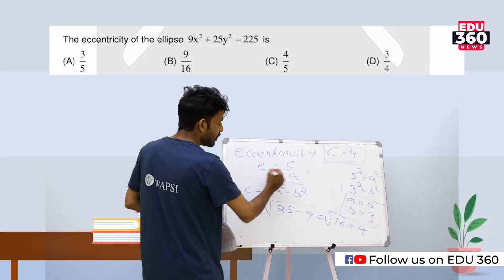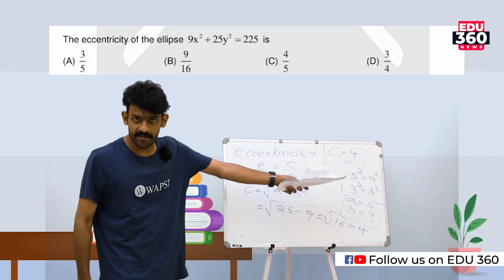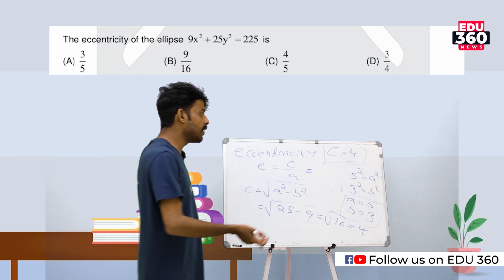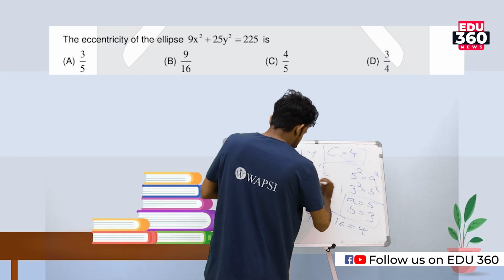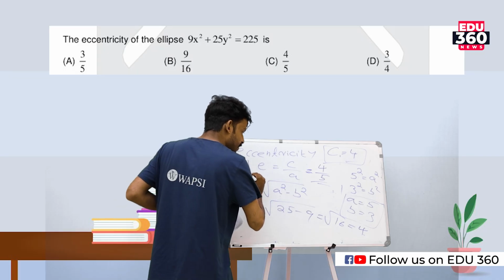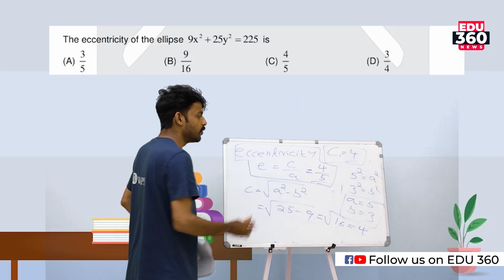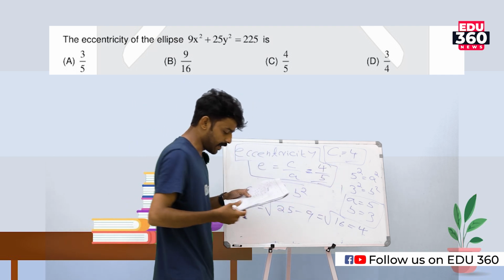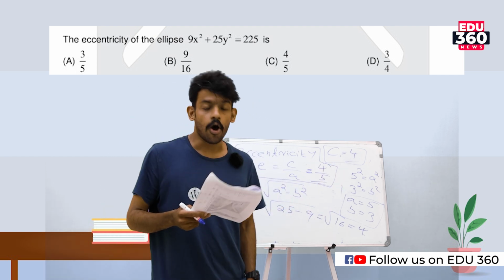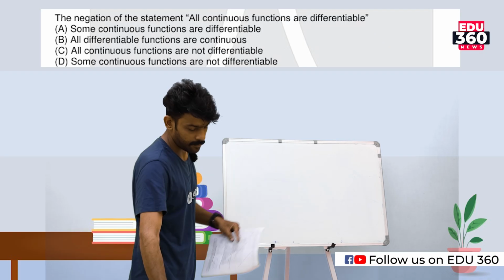So hereafter we can write the final answer. We know that eccentricity is equal to C by A. The value of C is equal to 4, and the value of A is 5, so 4 by 5. Eccentricity is equal to 4 by 5. This is the final answer. So for this question, option C is the correct answer.